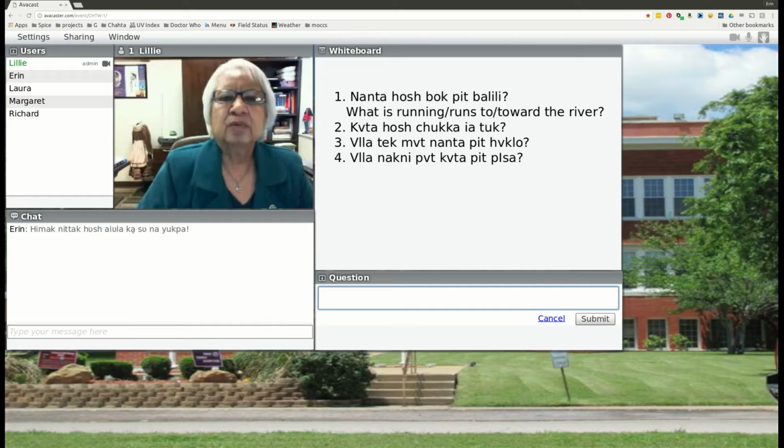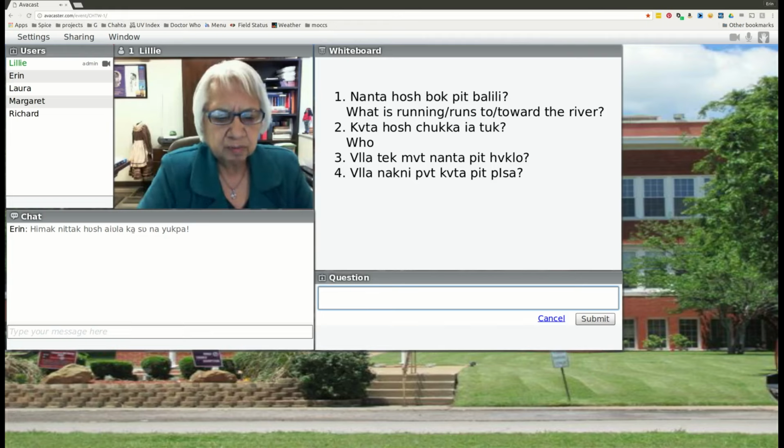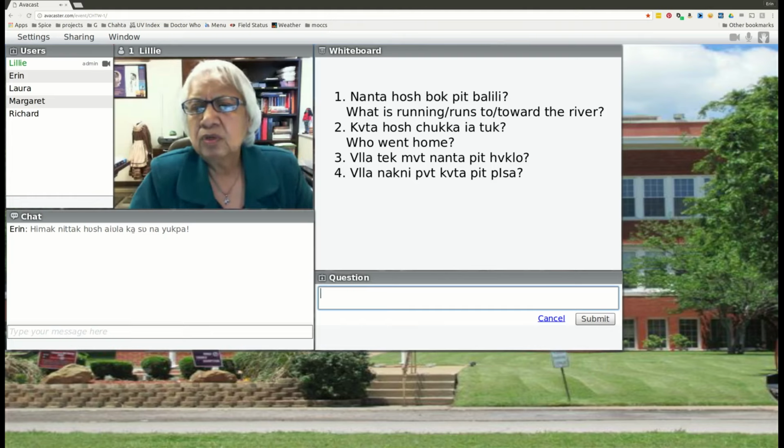Then we have the second one. Kata hosh choka iatok. So clearly, kata is the subject of the sentence because it's marked with hosh, the subject marker for a question word that is the subject. Kata hosh choka iatok. Iatok, went. Choka being house or home. Who went home?